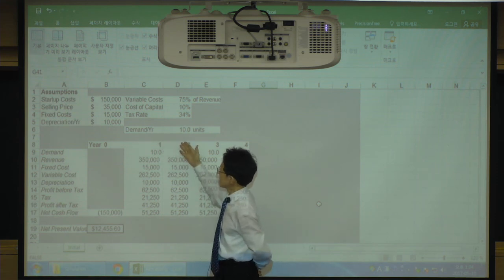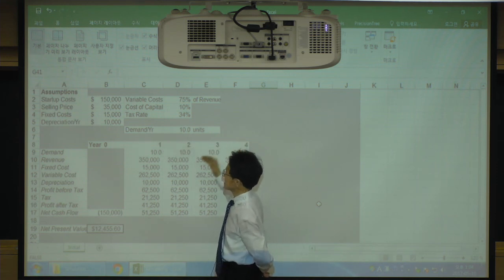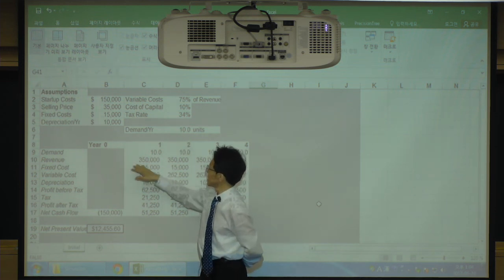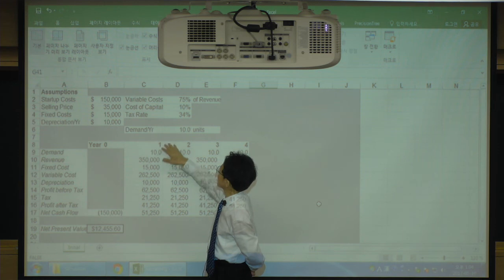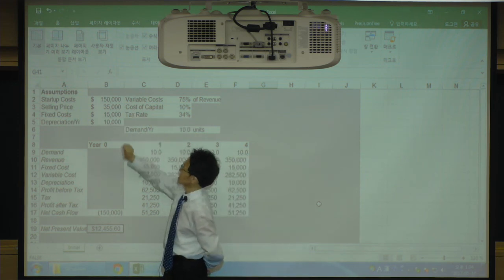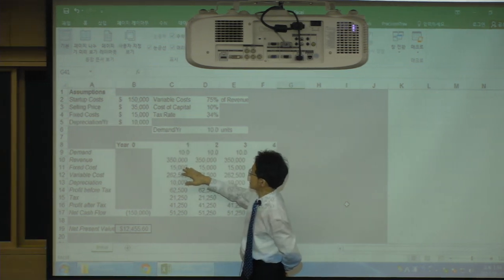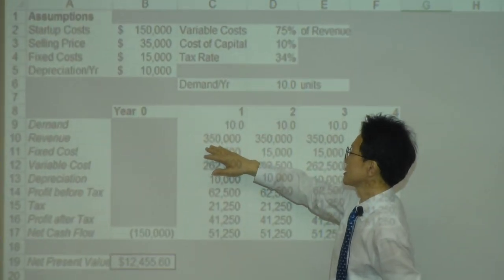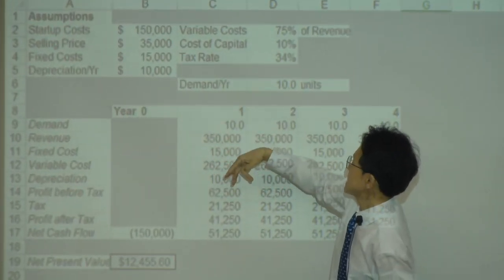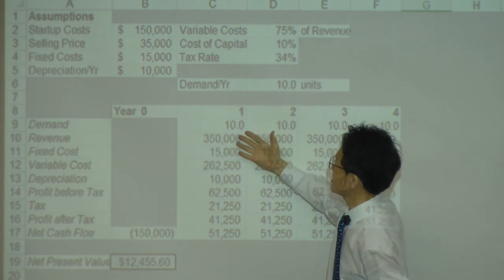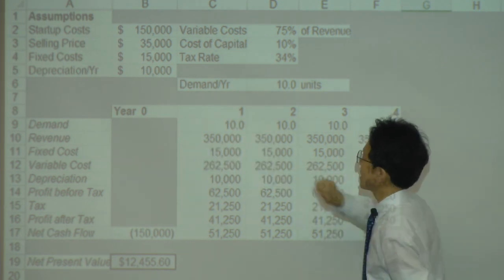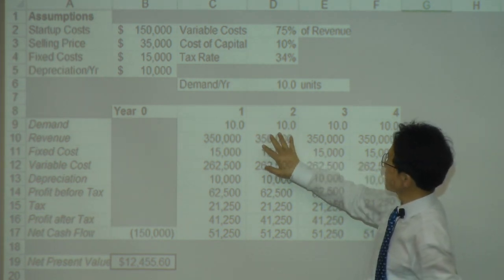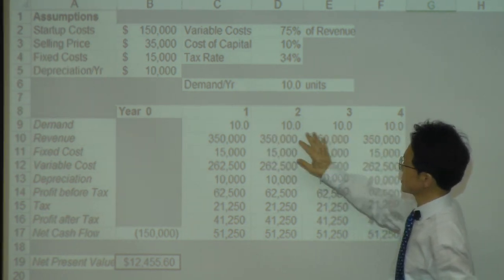Then the first year, second year, third year, and fourth year, and the demand, the 10 units. Then the revenue is 10 times the selling price, 10 times 35 million, so we have $350,000, ignoring the thousands. And we expect to have that revenue stream for the next 4 years.